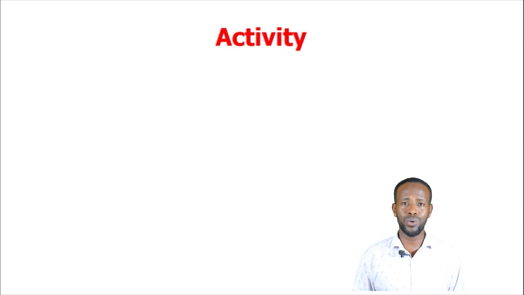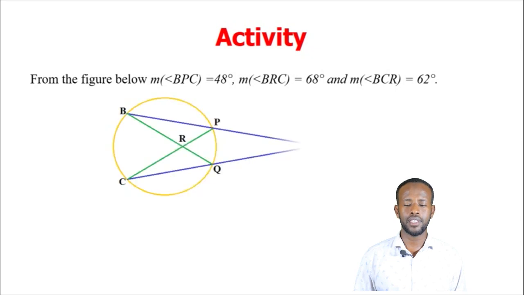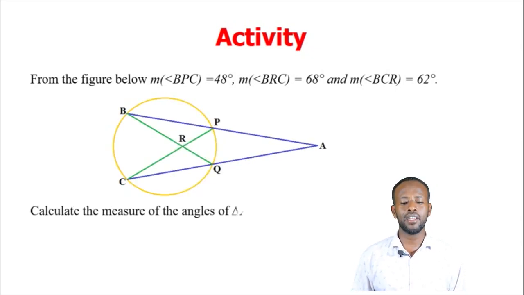Now let us say activity. I hope that you will do. Now it says here, from the figure below, measure of angle PPC is equal to 38 degree, measure of angle PRC is equal to 68 degree, and measure of angle PRC is equal to 62 degree. Calculate the measure of the angle of triangle ABC.